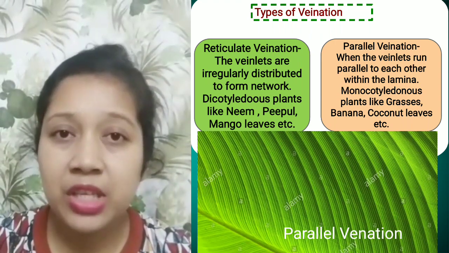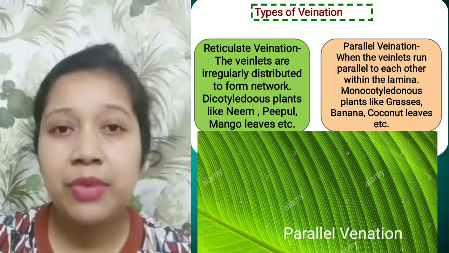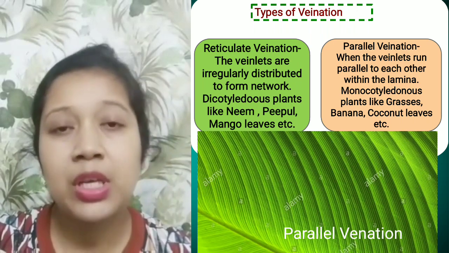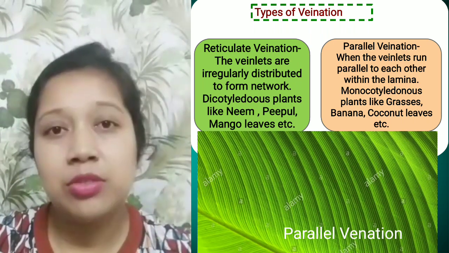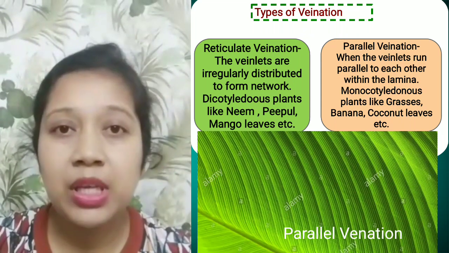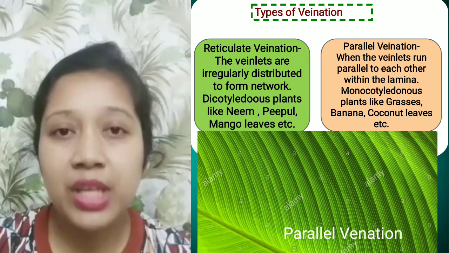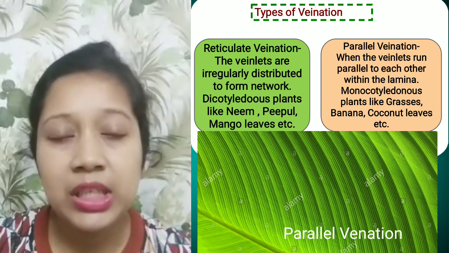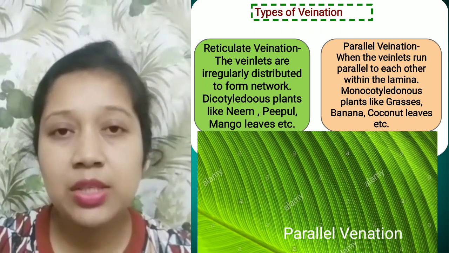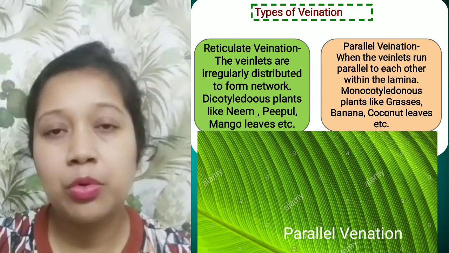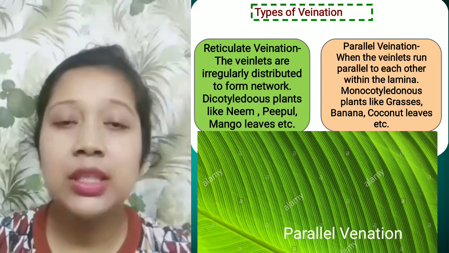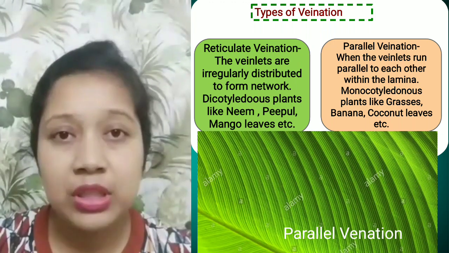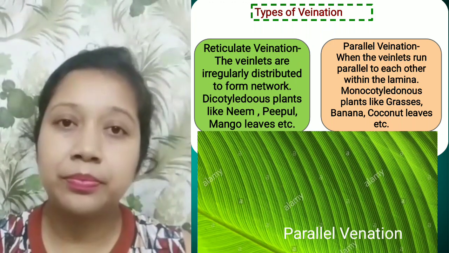So with the help of this venation process, we can identify two types of the angiosperms. One is the dicotyledonous, another one is the monocotyledonous, just by observing the lamina of the leaf, its venation in the lamina of the leaf. I hope that these 2 points are clear to you. Reticulate venation and parallel venation. These are the broadly divided parts of the venation process.